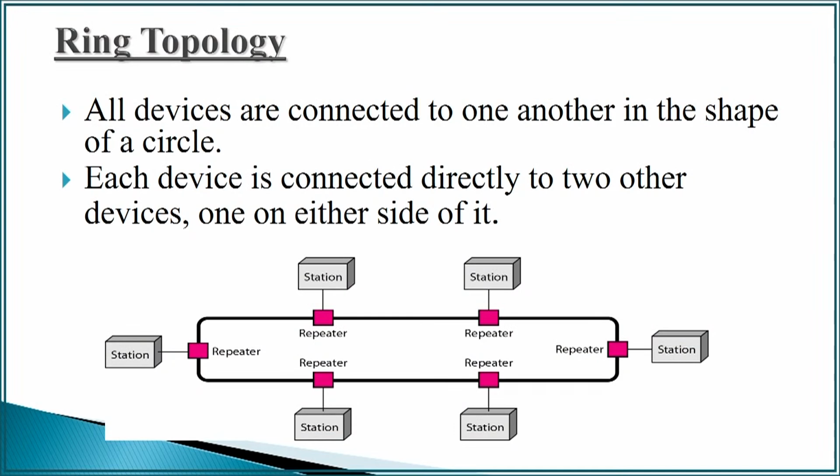Next topology is ring topology. In ring topology, systems are connected in a form of ring. All the devices are connected to one another in the shape of a circle, and which system will send the signal on the ring is decided by a token, and each device is connected directly to other devices, one on either side of it. The availability of token decides which system can send a message.